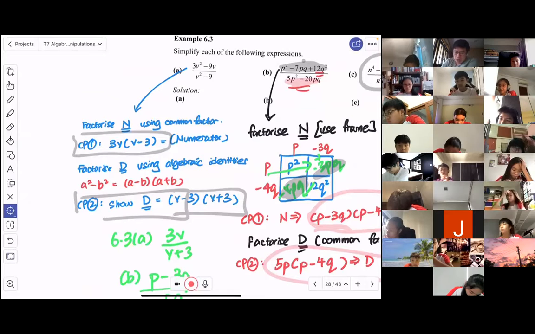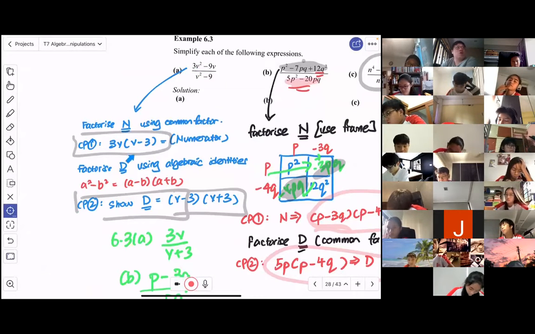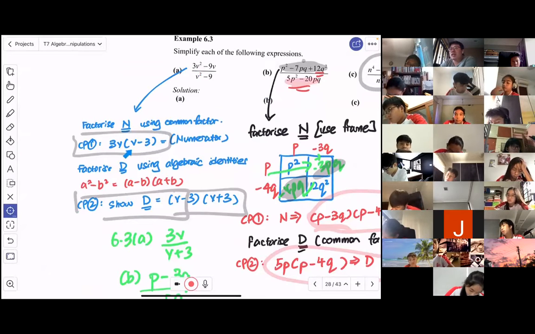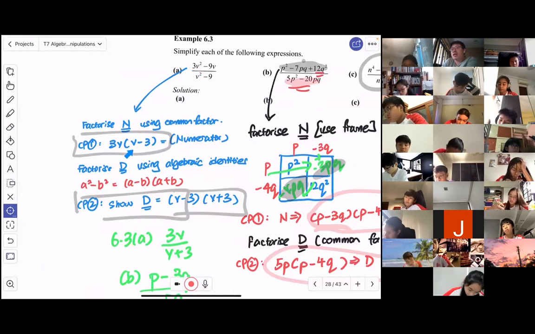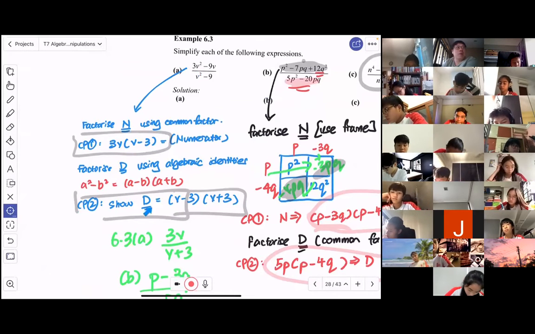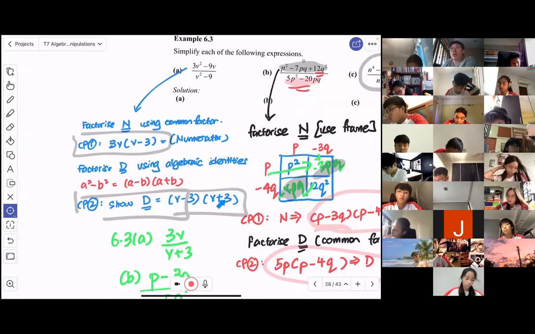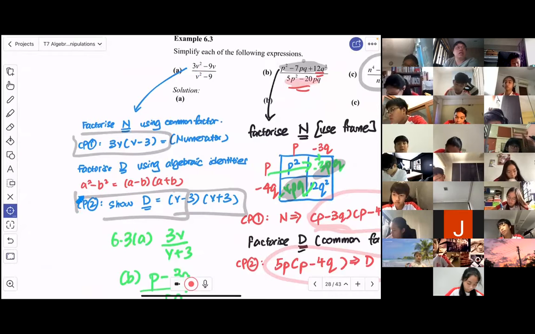Okay, 6.3a: 3b squared minus 9b, which gives 3b bracket b minus 3. Do you get this for numerator? The student who asked, I'm looking at you. Can you get this one for numerator? Denominator, do you get this? b minus 3, b plus 3? You don't have it. So basically for the denominator, the mistake is probably in the denominator.